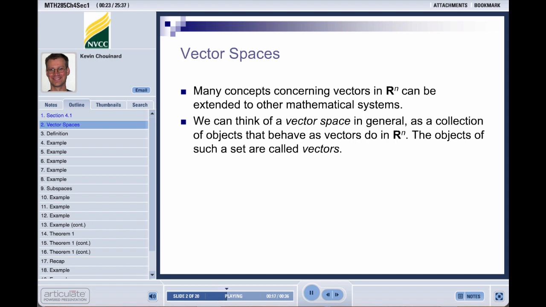So we want to take that idea and run with it and think about just what is a vector space in general. Basically, it's going to be a collection of objects that behave the way that vectors in Rn would act. And when we put together such a collection, we're going to call the elements of such a set vectors.